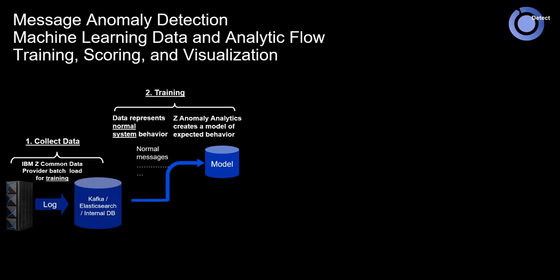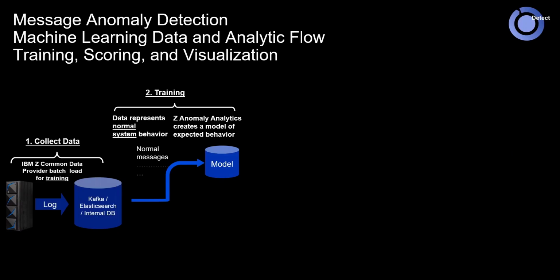The key difference is where we load that data to. It's not going into DB2. We have internal Kafka, which has Elasticsearch and an internal database to store our messages and models for our message-based machine learning.